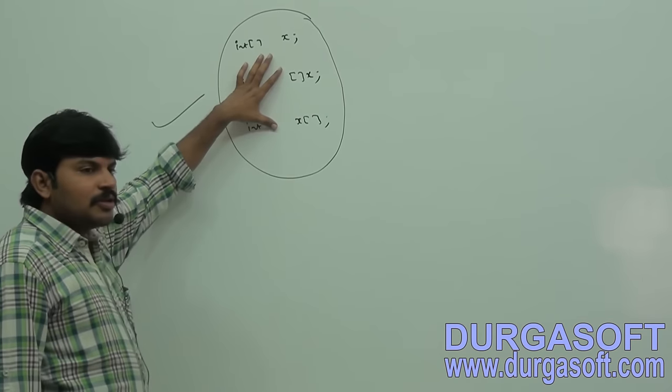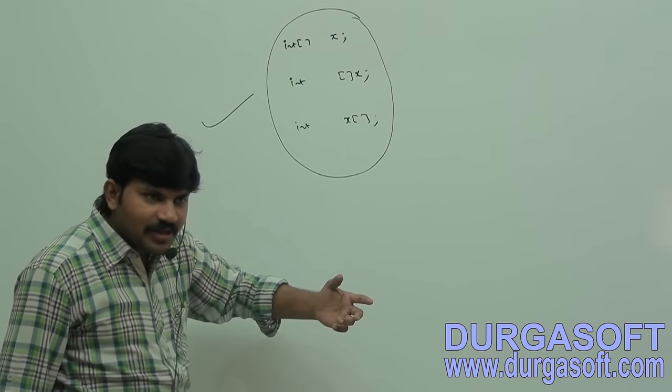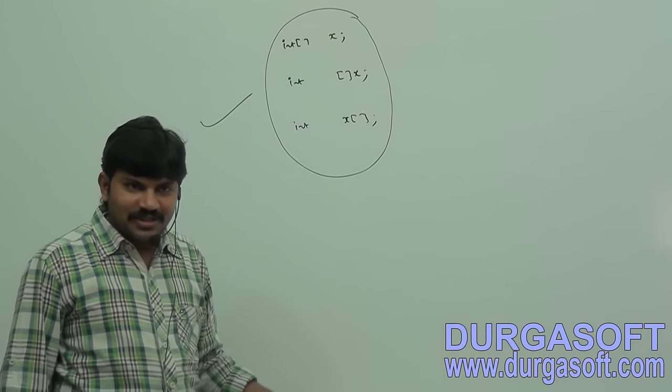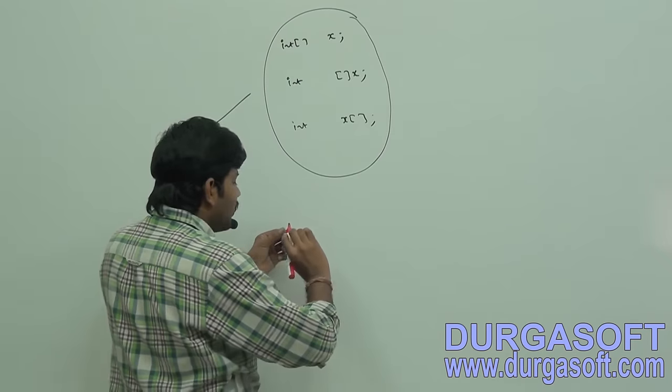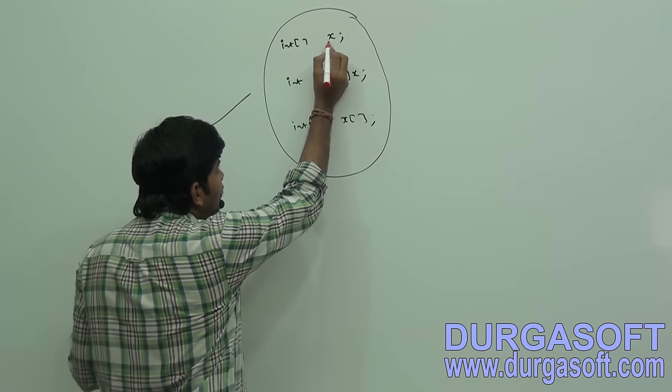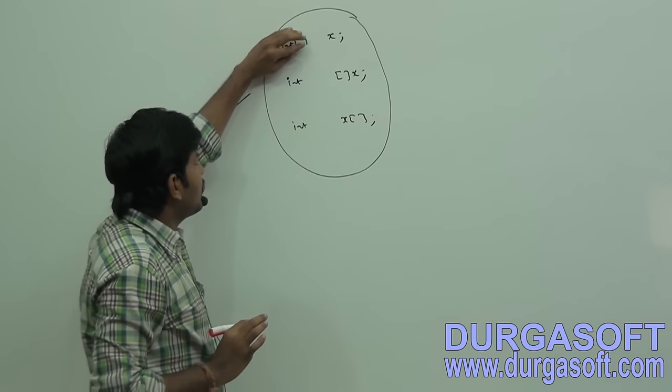So all are valid. Which one is recommended? The first one is recommended. Why is the first one recommended? Don't just say first impression is the best impression. Here, observe, what is x? x is the name of the variable. This is the array type.